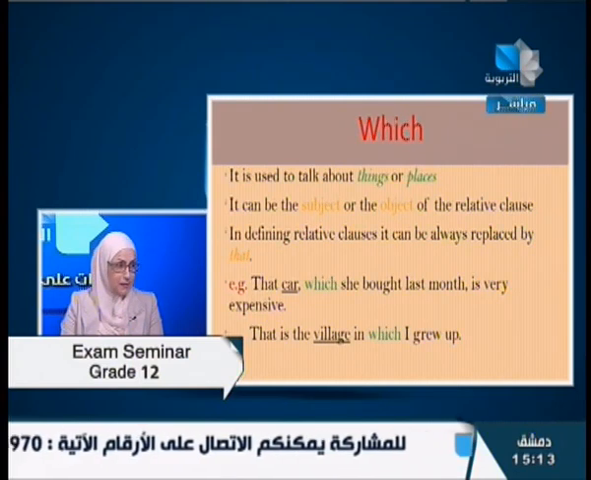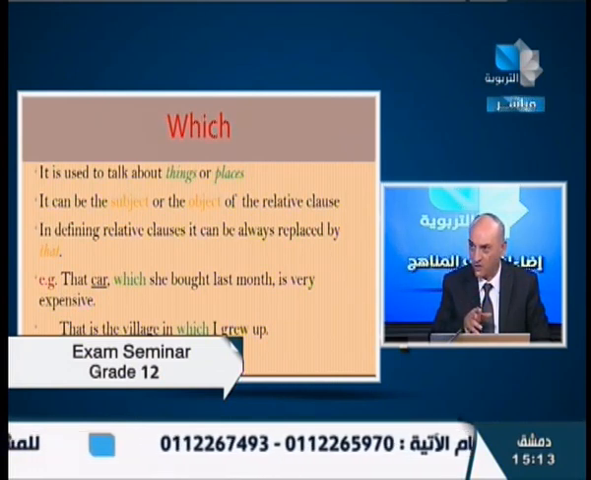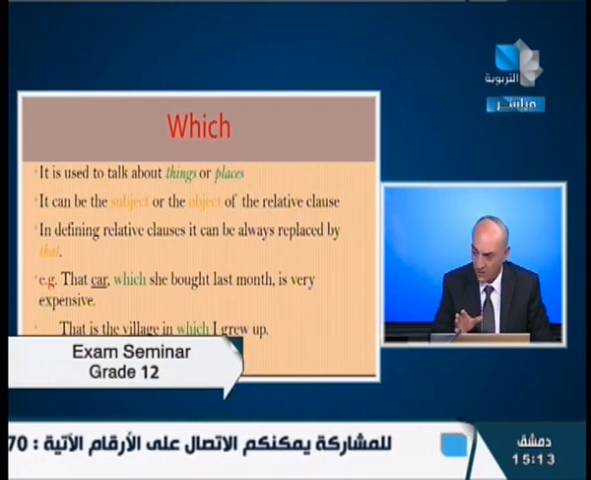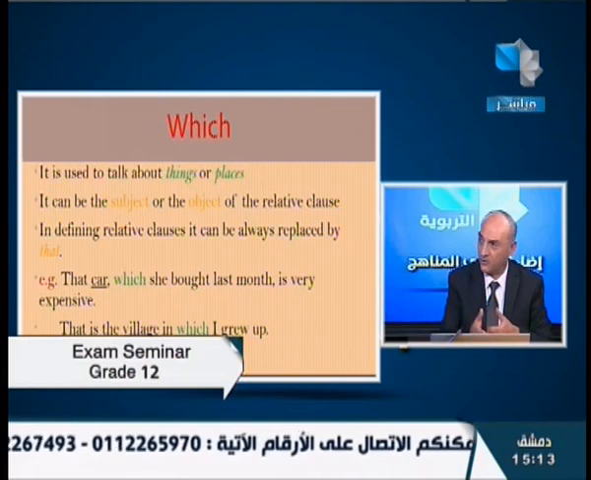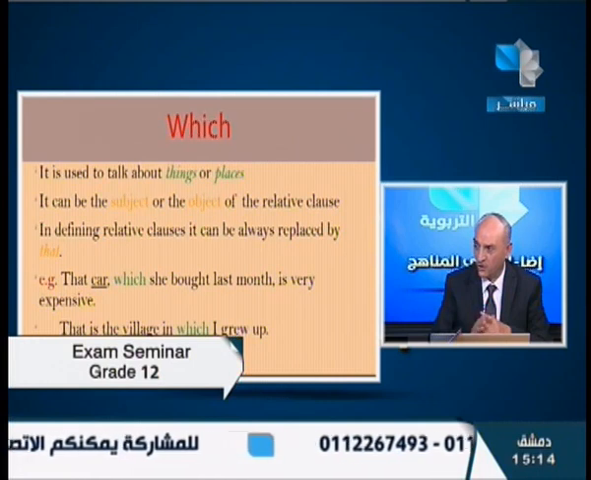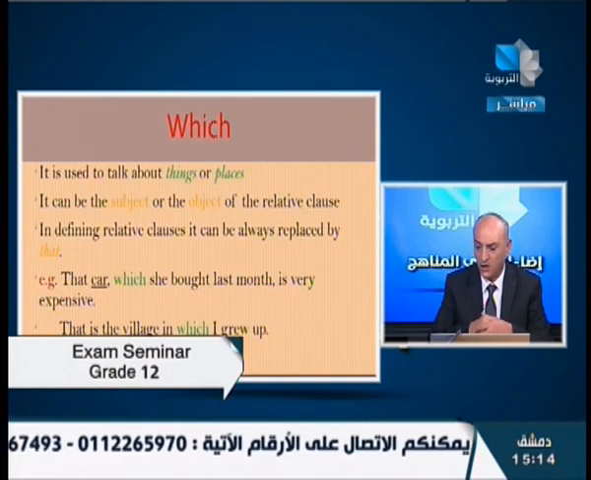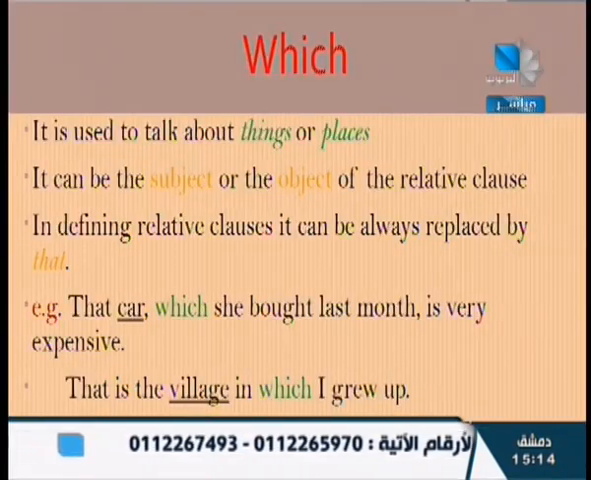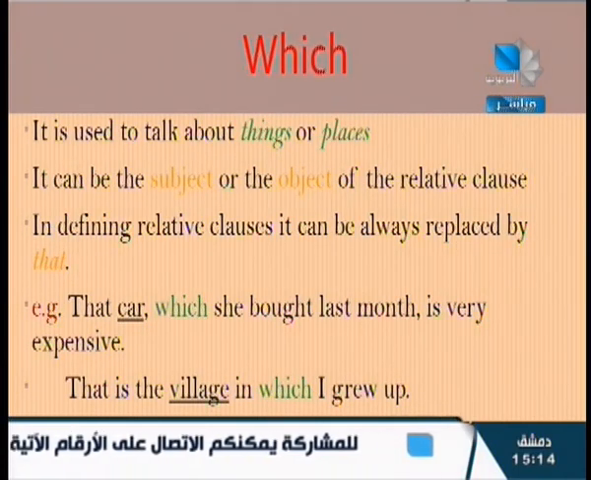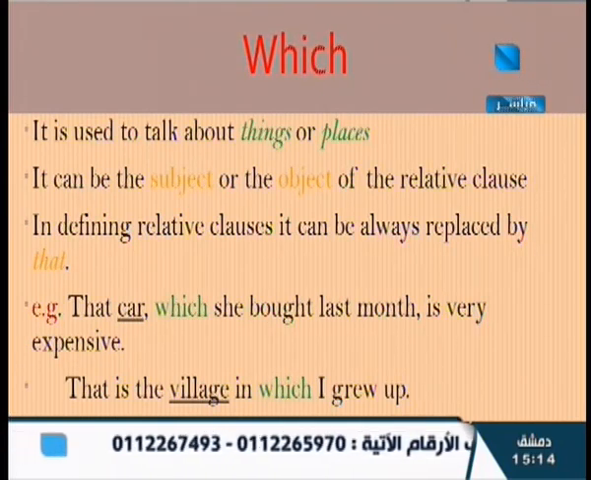Here, again, I have to add something. The clause is very clear that it is a non-defining clause, so which here cannot be replaced with that. I can't use that instead of which here. That car that she bought, no. In the last example, that is the village in which I grew up, because we have in, we have to use which. When we don't have in, we use where. That is the village where I grew up, to indicate the place.